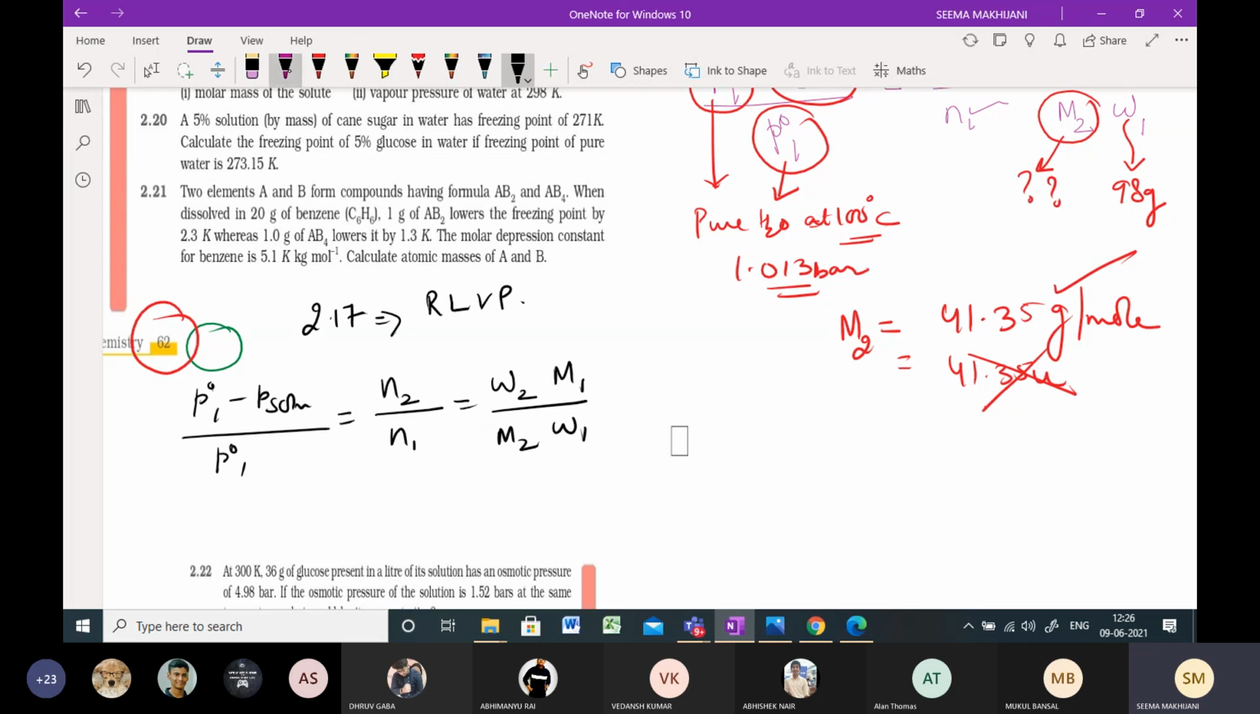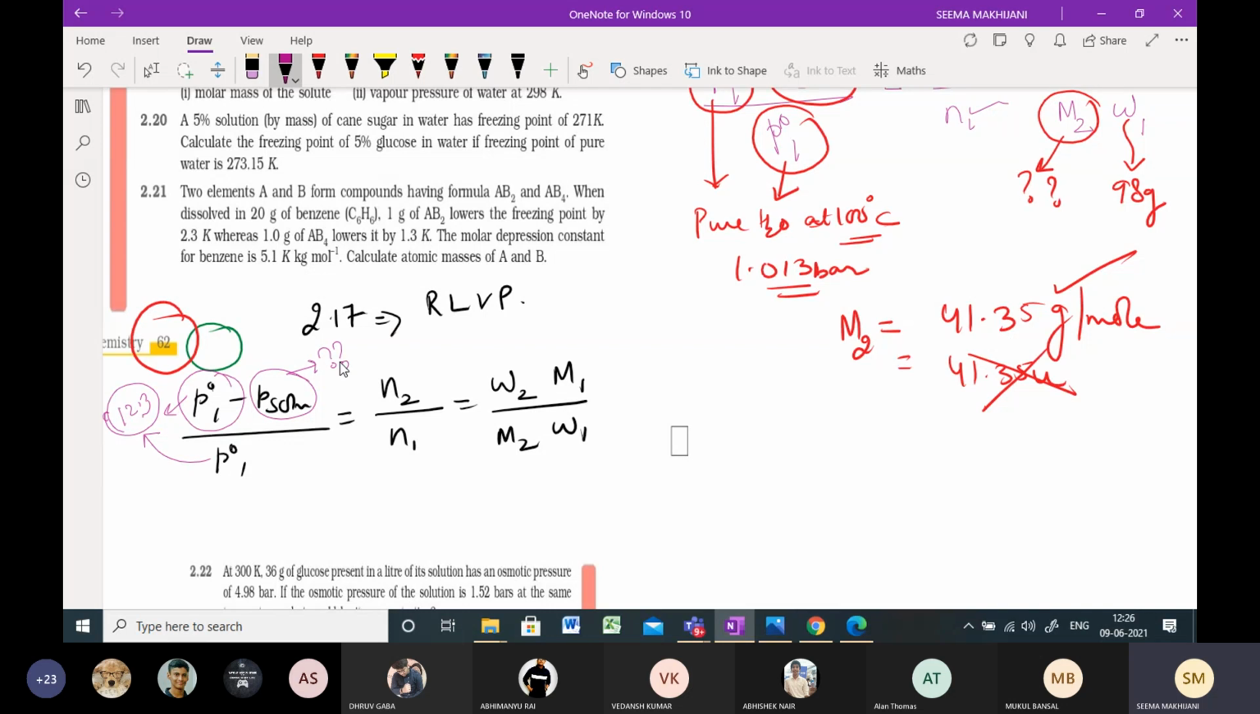Since the values are given to you, let's quickly substitute these values in the question. The question says the vapor pressure of pure water is given to you as 12.3. This value is also given for this. So both can be substituted as 12.3. P solution is asked, so this is to be found.